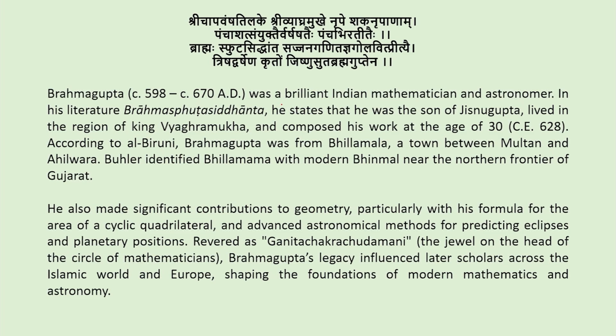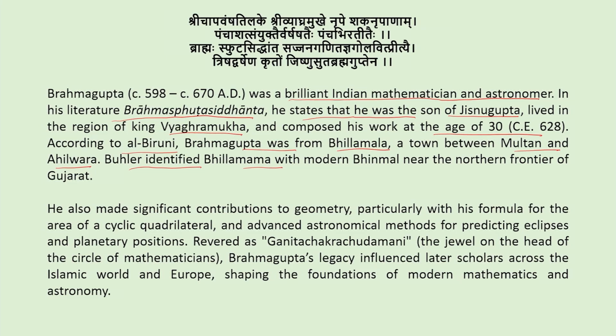Brahmagupta was a brilliant Indian mathematician and astronomer. In his Brahmasphuta Siddhanta, he states that he was the son of Jishnugupta, lived in the reign of King Vyagramukha, and composed his work at the age of 30. According to Alberuni, Brahmagupta was from Bhillamala, a town between Multan and Anhilwara. Buhler identified Bhillamala with modern Bhinmal near the northern frontier of Gujarat.